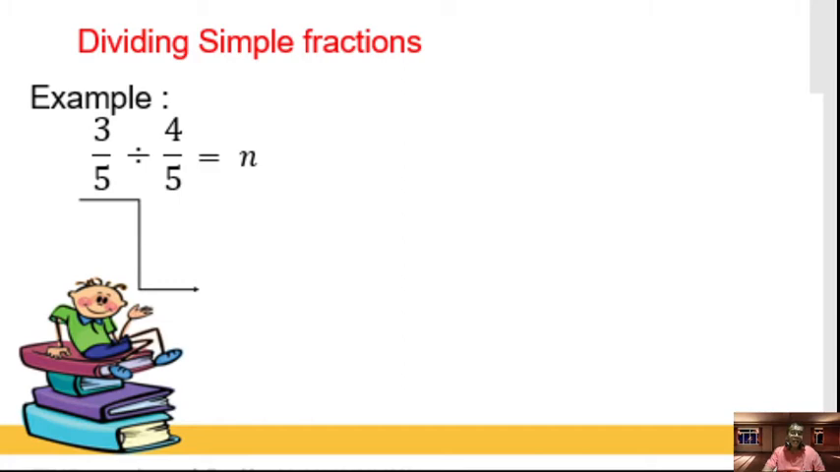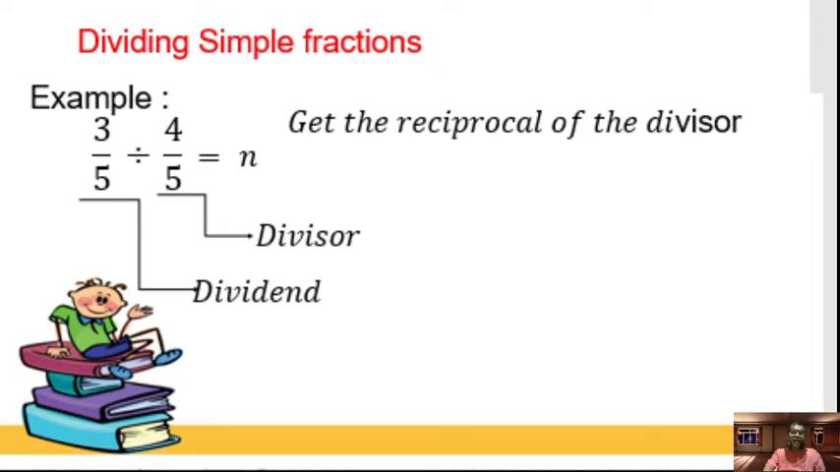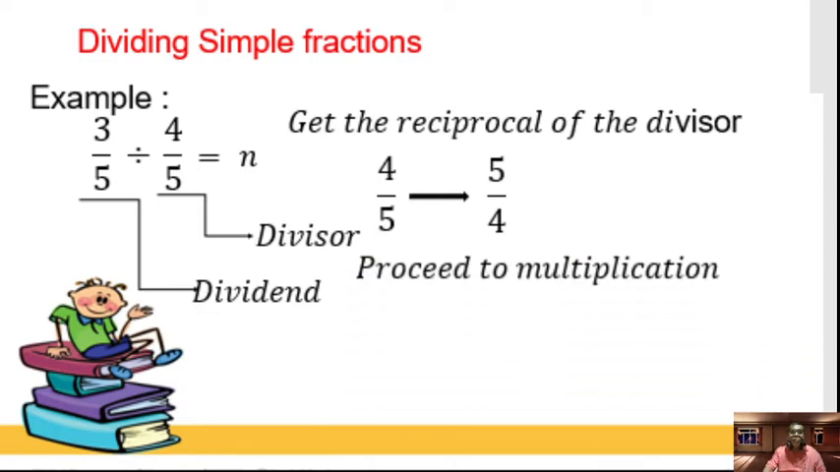3/5 is the dividend and the 4/5 is the divisor. And then let's get the reciprocal of the divisor. The 4/5, you have to flip it. The 4/5 will become 5/4. And then proceed to multiplication.